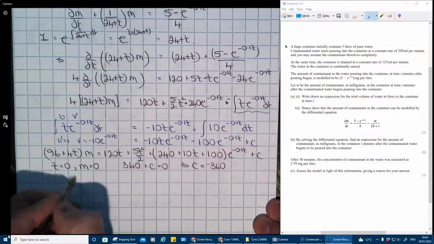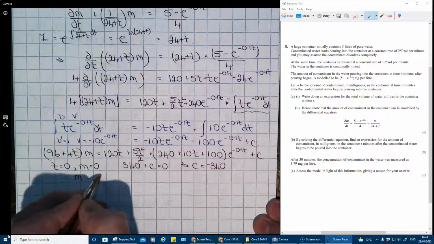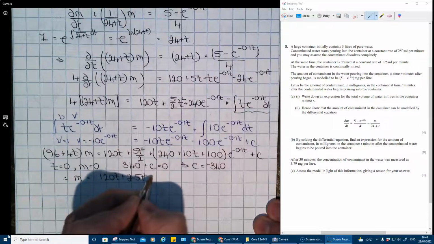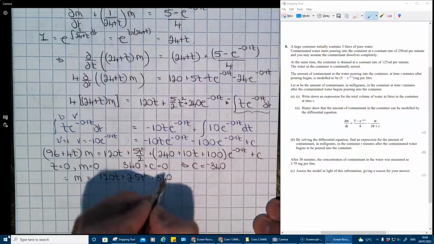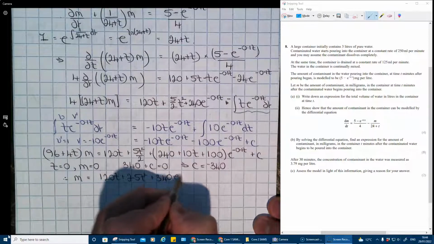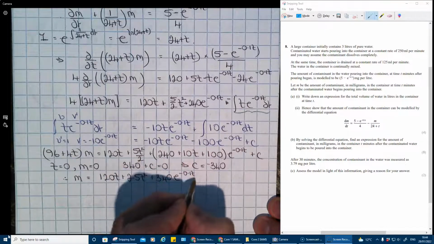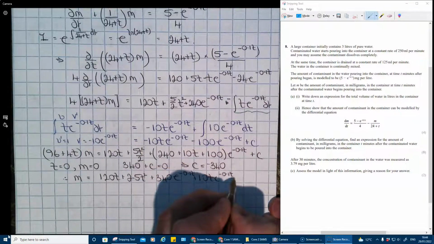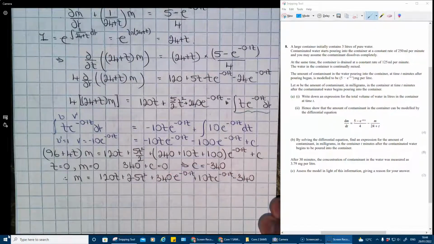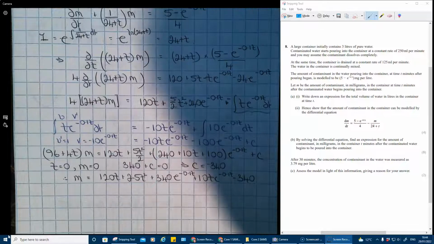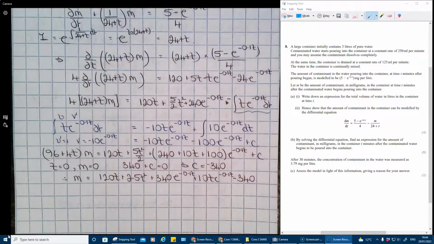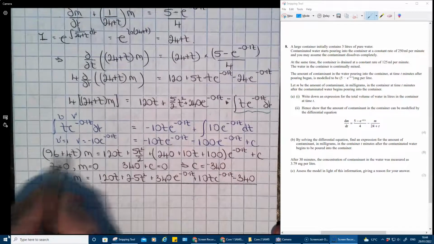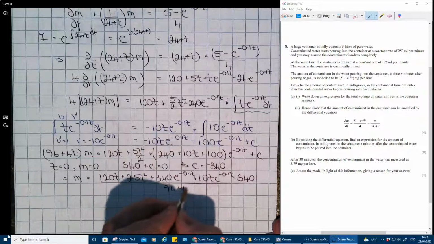So therefore I'm left with m equals 120t plus 2.5t squared plus 340 e to the minus 0.1t plus 10t e to the minus 0.1t, take away 340, all divided by the 96 plus 4t.